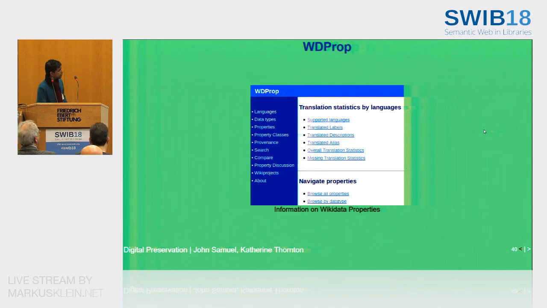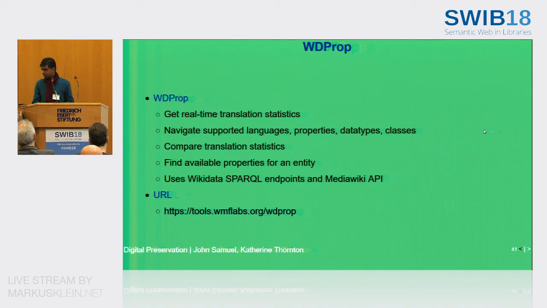So this is a screenshot. You could check. I will put a link at the end. So yeah, you can get real-time translation statistics for all the languages that are supported by Wikidata. You could compare if your language is performing better than English, for example, and you could also check what the available properties for an entity are. And again, it's using the Wikidata SPARQL endpoints and the MediaWiki API to build this tool.